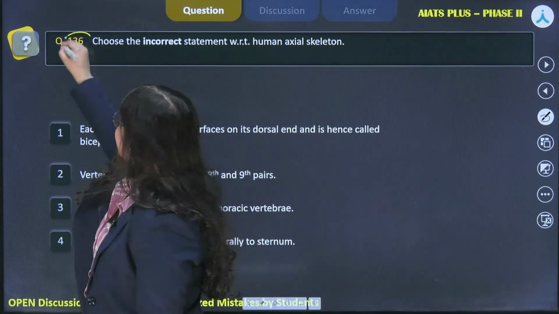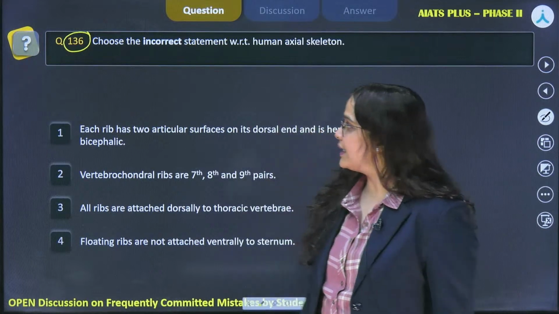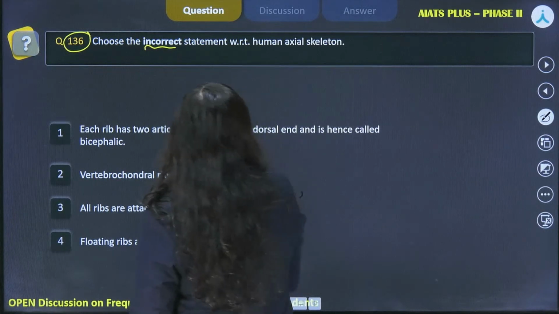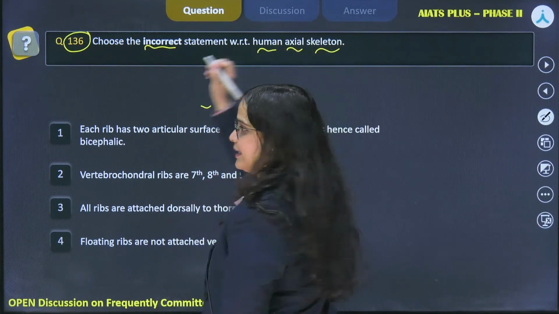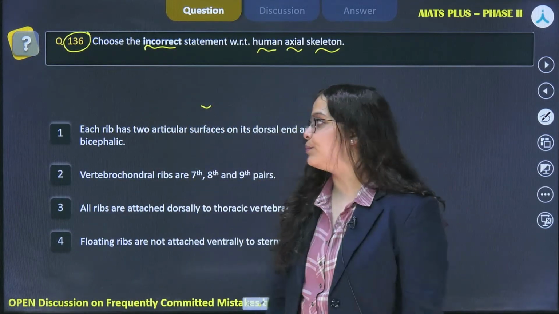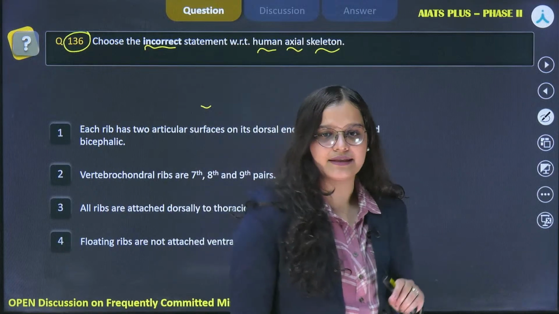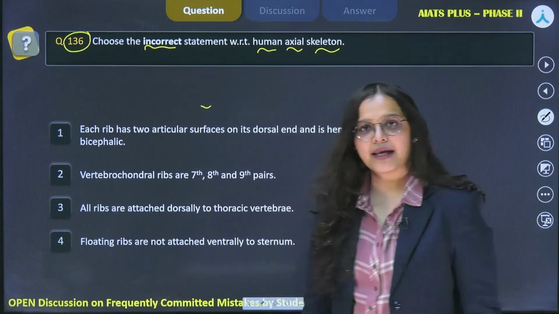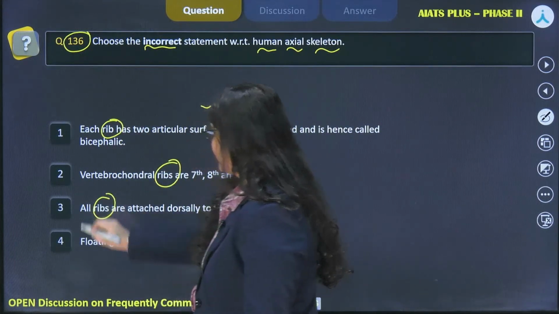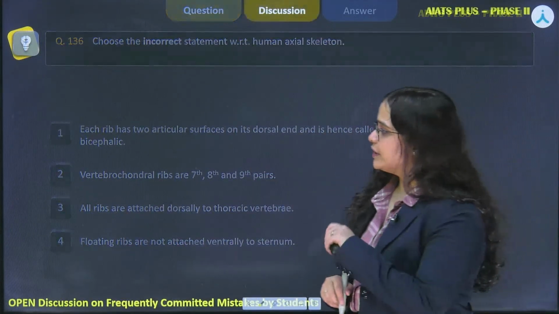So the first question that we have today is question number 136. It states, choose the incorrect statement with respect to human axial skeleton. Dear students, we know that the human skeletal system is divided into the axial skeleton and the appendicular skeleton. As I look at the question, I can see that we are particularly talking about ribs. So let us quickly discuss the concept of ribs to deal with this question.